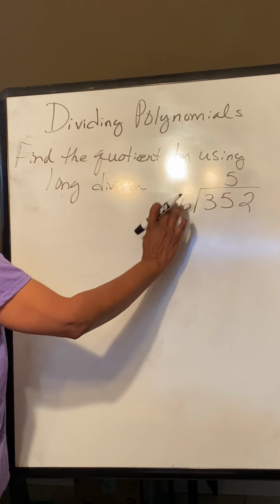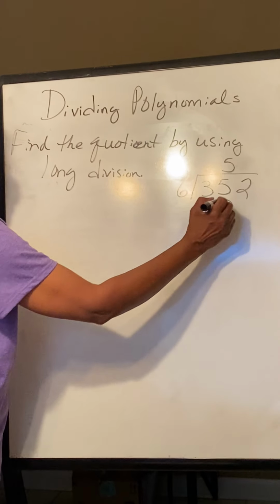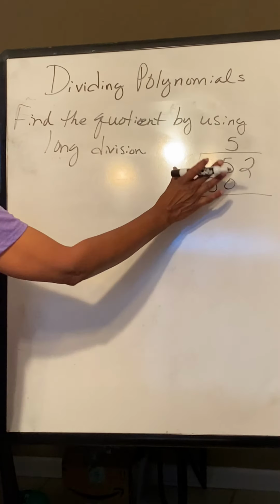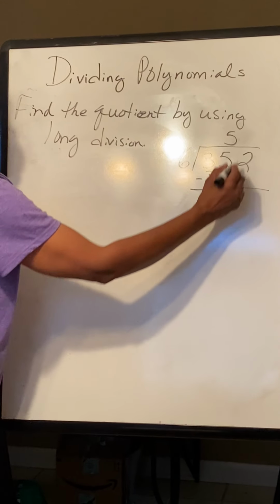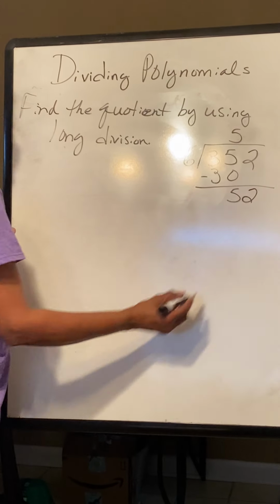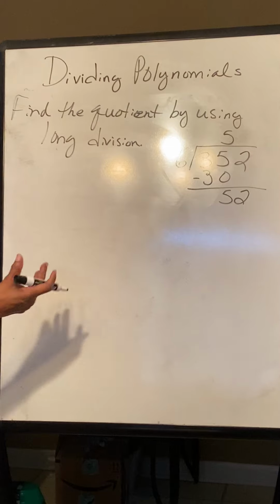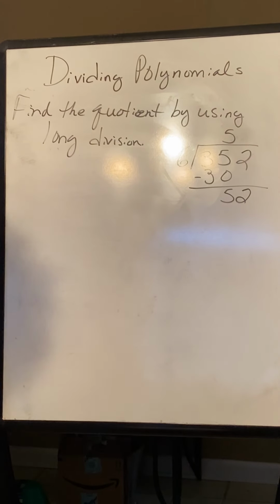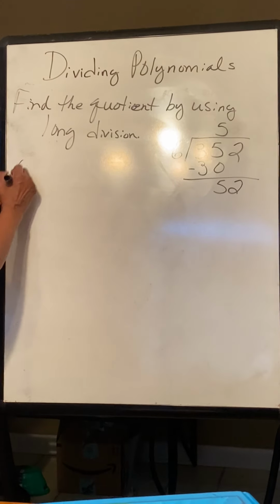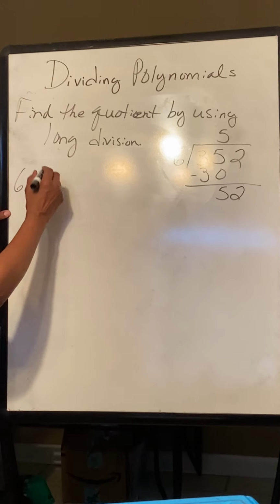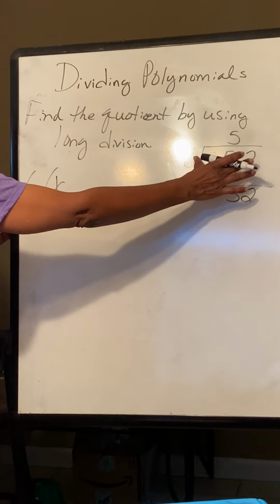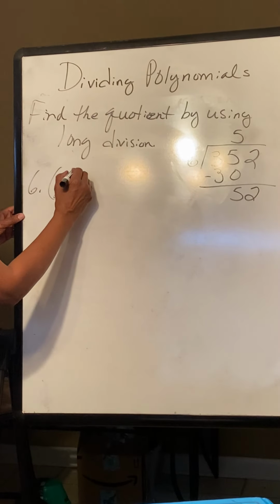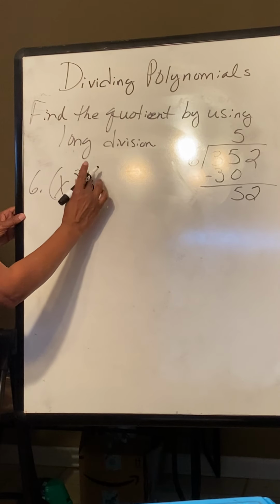Once you put something in your quotient, you multiply. After you multiply, you subtract, and you brought down the next digit, and then you were ready to divide again. So we're going to use that same concept with these polynomials. The only difference is, here I have digits, but in algebra, I have terms.